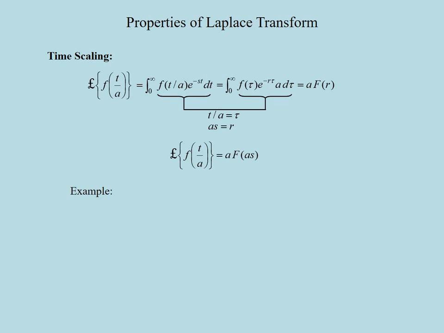For example, remember that we obtained the Laplace transform of e to the minus t as 1 over s plus 1. Since e to the minus 0.2t can be considered as f of t scaled by a factor of 5, in other words, f of t over 5, its Laplace transform can be obtained easily by this property as 5 over 5s plus 1.